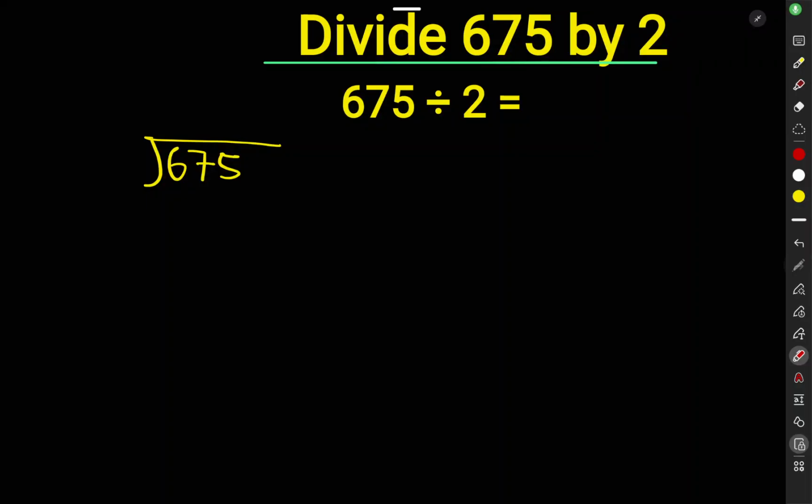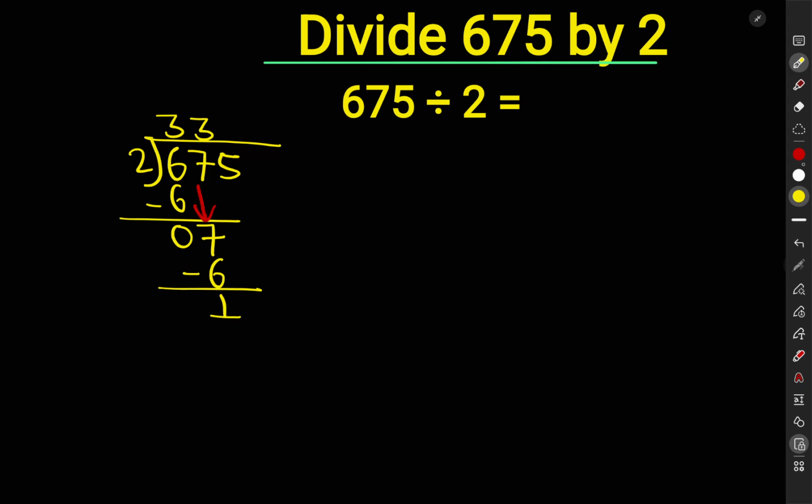We divide 675 by 2 in the long division method. So 2 times 3 is 6. On subtracting we get 0. So now we put down this 7 and 2 times 3 is 6. On subtracting we get 1.